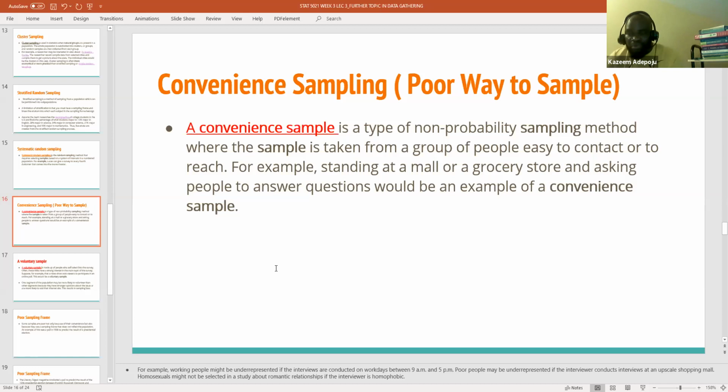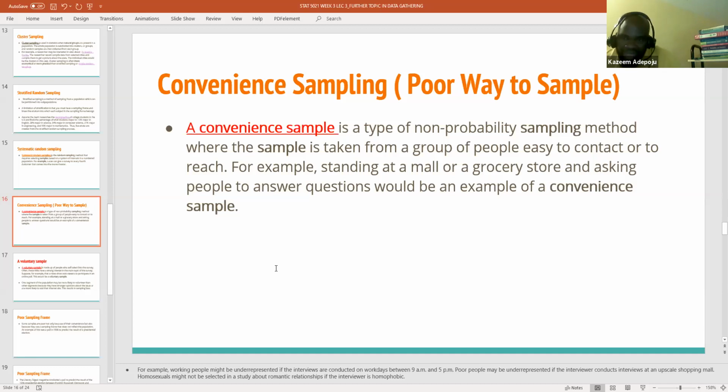Another example is if you want to interview workers and you just go out at your own convenience. Maybe you go out between 9 a.m. and 5 p.m. to interview people. Most of the people that you're going to have in your cohort may not be workers, because at that time they're going to be at their place of work, and they are the ones who can give you the information that you need.